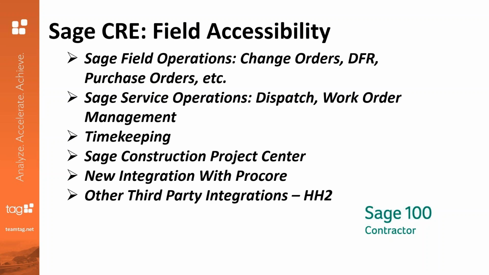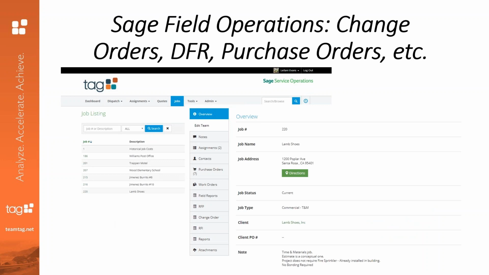So we'll talk about all of those different things, including the new integration that's available with Procore. For a long time, Procore was only integrating with 300 CRE. It's now available with 100 Contractor, and that new functionality is something that Kevin will also discuss for you later in this presentation. So, okay, let's talk about project management functionality with Sage Field Ops.